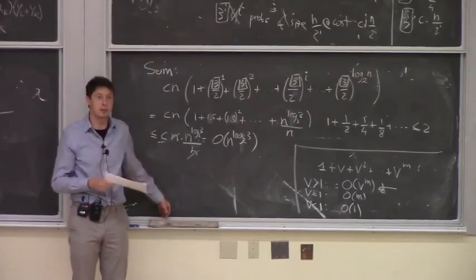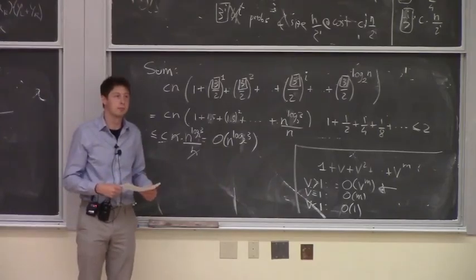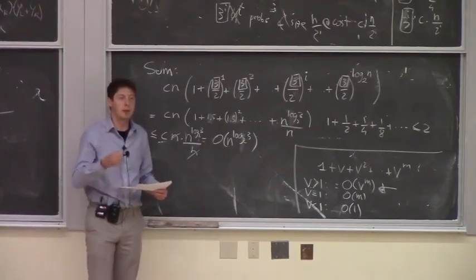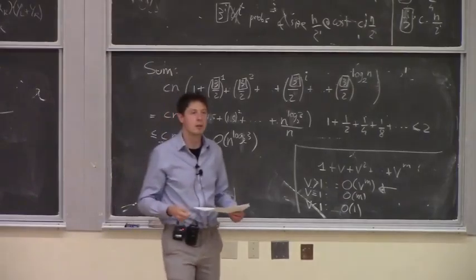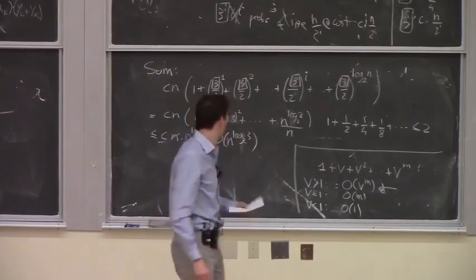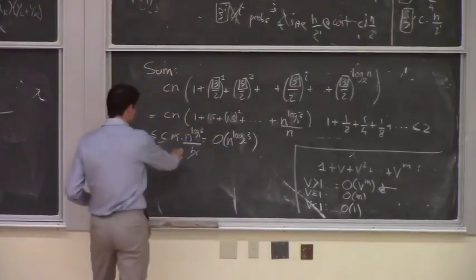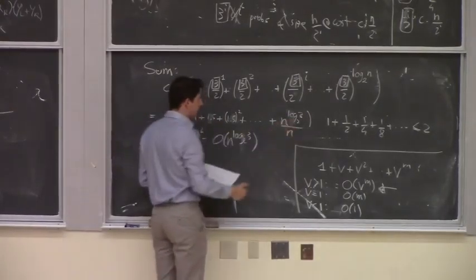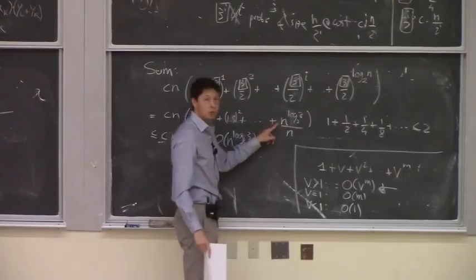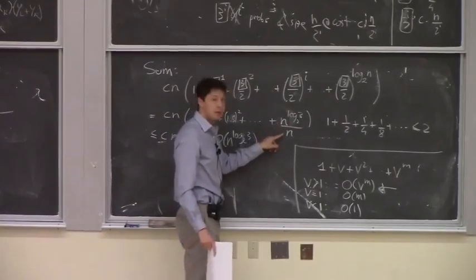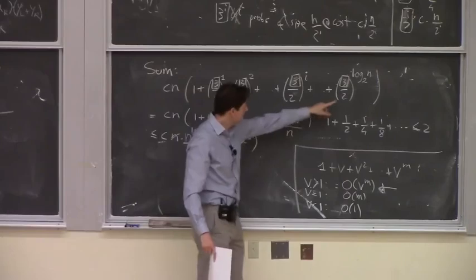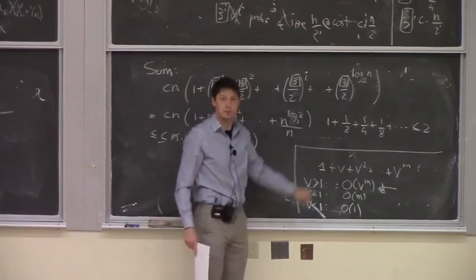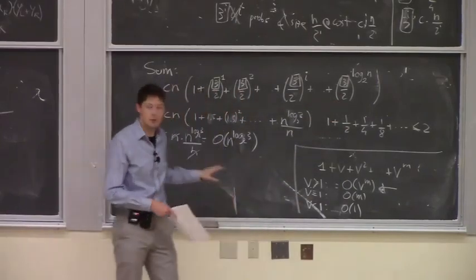One back there, yes. Can you speak louder? Here? Yeah. It is the same as this term here. In the numerator, there is n to the log 2 of 3, and the denominator is n, which comes from this term. More questions about this before we move on?